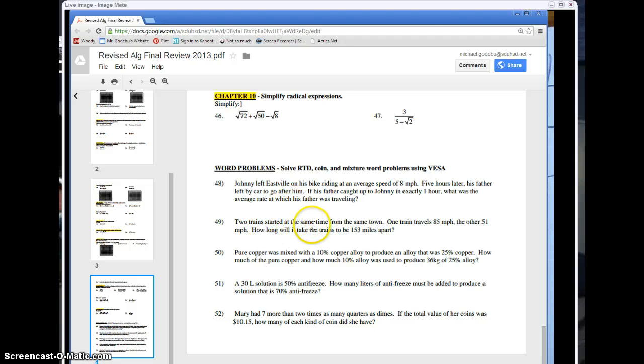So this time we have two trains starting at the same time in the same town. One travels at 85 miles an hour, the other at 51 miles per hour. Those are the rates. And we want to know how long it's going to take them to be 153 miles apart. Okay, the key here is knowing that they're going the same direction. And I didn't specify that in the problem, but hopefully you'll recognize that. And any question on the final will be very specific about which direction they're traveling.